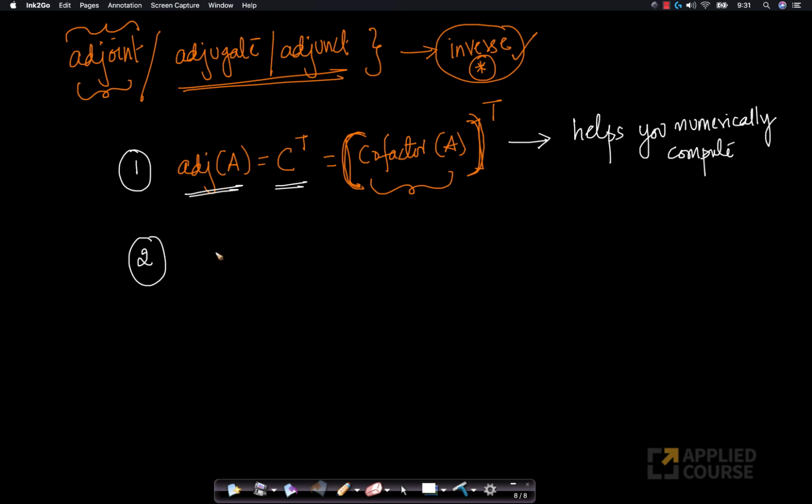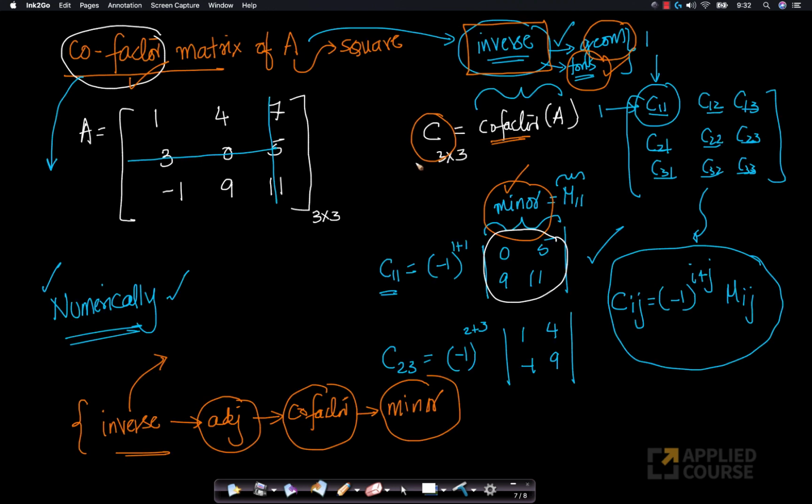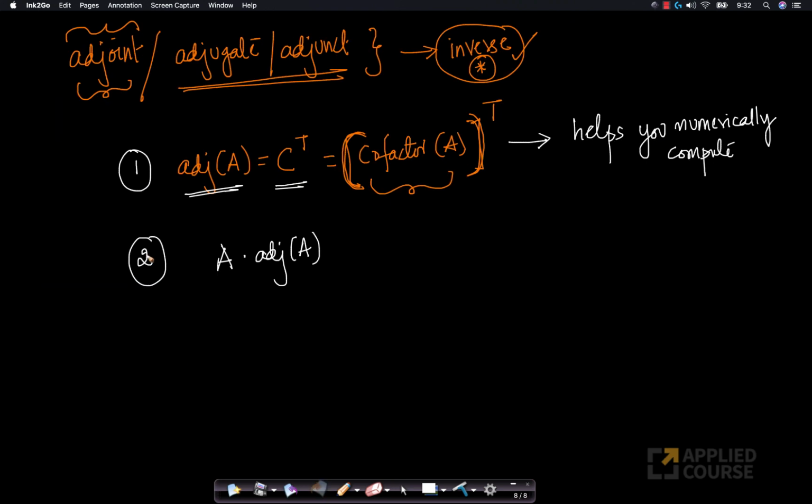So the way it works is this. The other definition of adjoint of A is this. If you have a matrix A and you multiply A with adjoint of A, remember that A is an n cross n matrix and adjoint of A is also an n cross n matrix, because the cofactor matrix C itself is an n cross n matrix. So the other definition of adjoint of A is that matrix which you multiply with A to obtain a matrix like this.